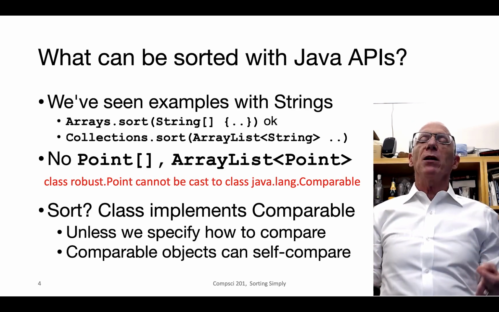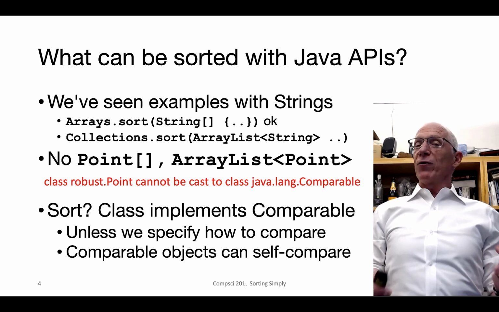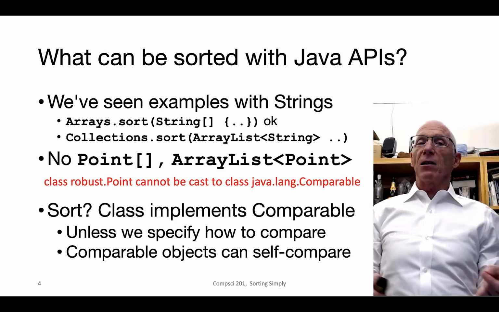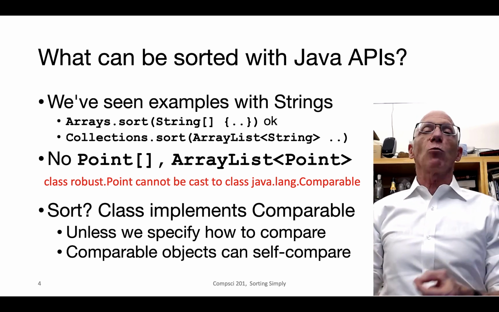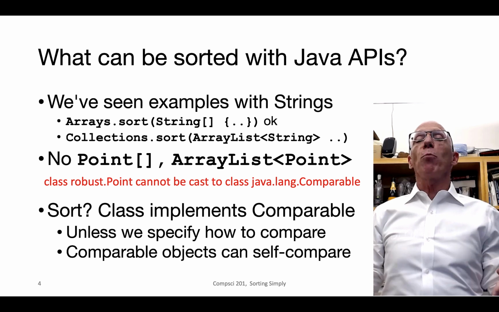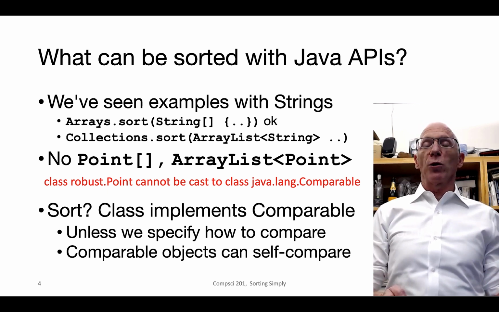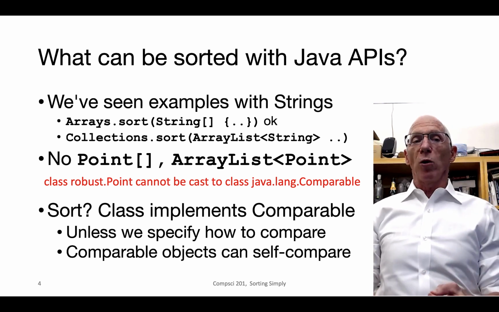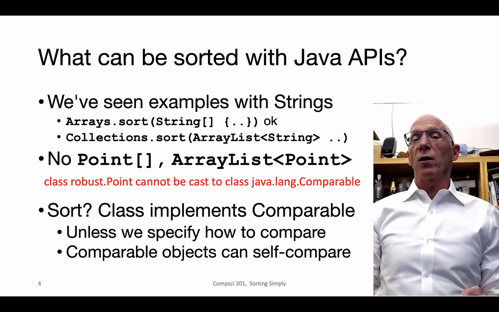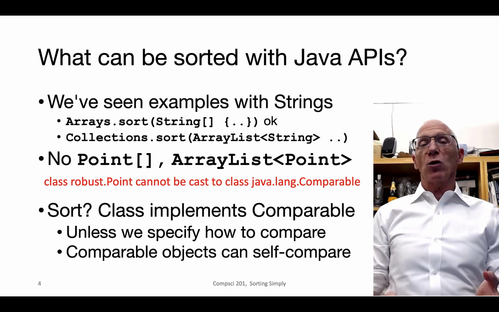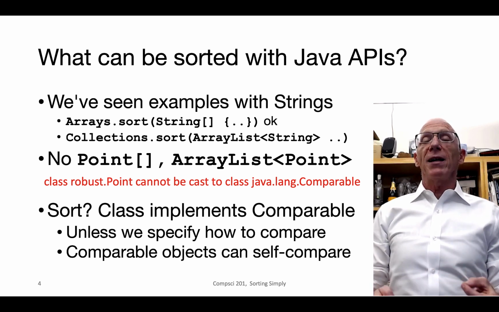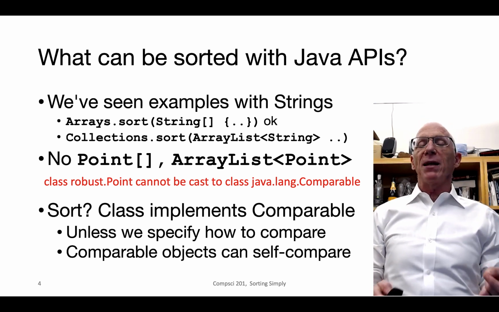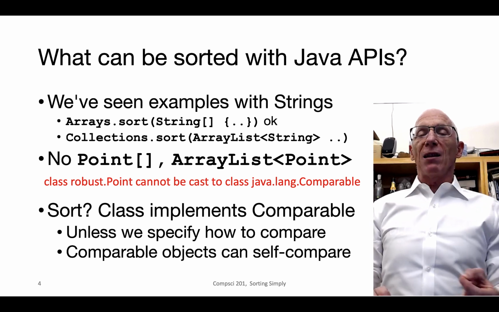What can be sorted in Java? We've already seen that we can call Arrays.sort with a string array and Collections.sort with a string ArrayList. But the Point class that we investigated in an earlier video, with both a simple point and a robust point, cannot be sorted if we try to sort either an array of Point objects or an ArrayList of Point objects. We'll get an error message like the one shown here: class robust.Point cannot be cast to java.lang.Comparable.